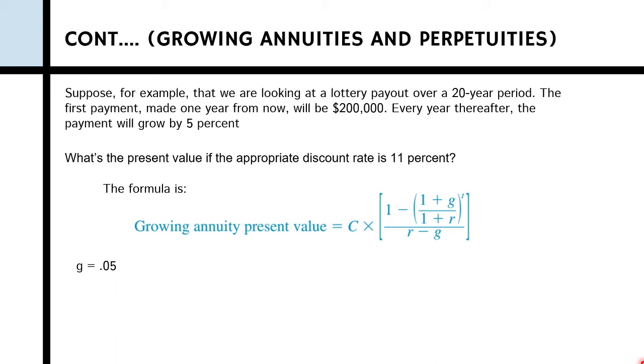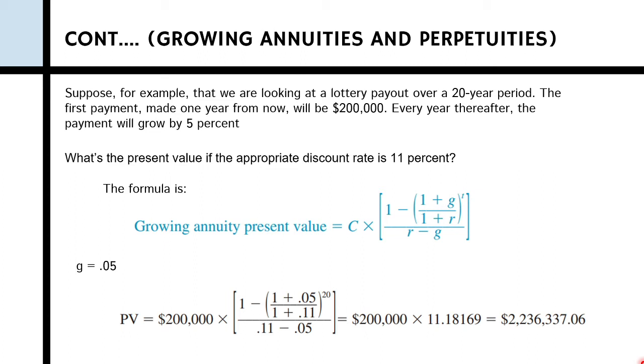So plugging in the numbers from our lottery example and letting g equal 0.05, we get PV equals $200,000 times the quantity of 1 minus the quantity of 1 plus 0.05 over 1 plus 0.11, raised to 20, all over 0.11 minus 0.05, which equals $200,000 times 11.18169. That will be $2,236,337.06.